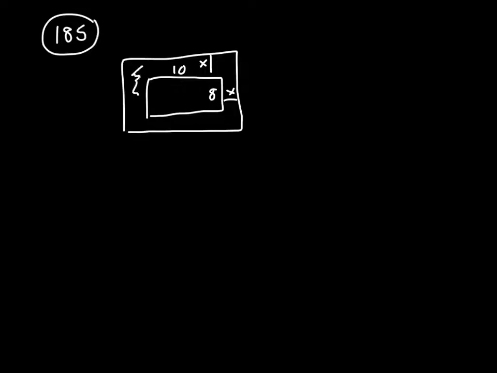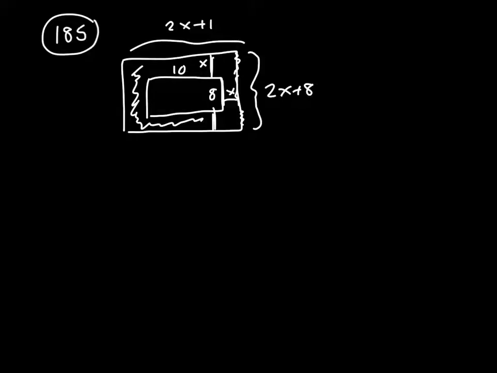So that's the area of this. It's 144. Let's see if we can write an equation. Let's look at the width of the frame, this piece here. Well, that would be X plus 8, or 2X plus 8. And this would be 2X plus 10.